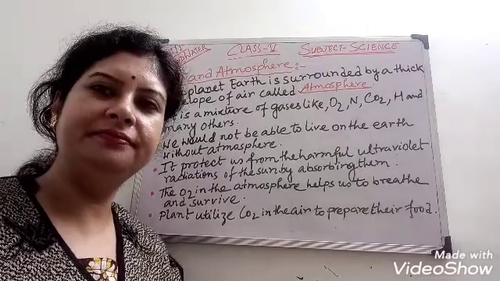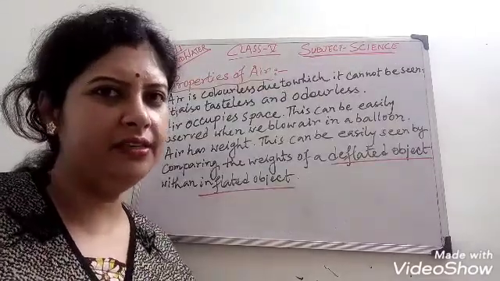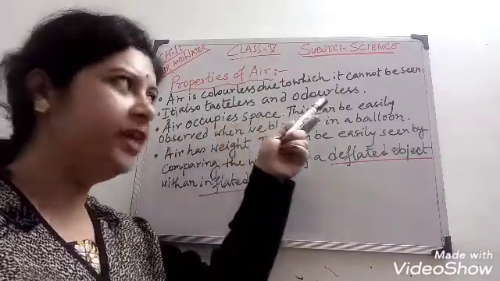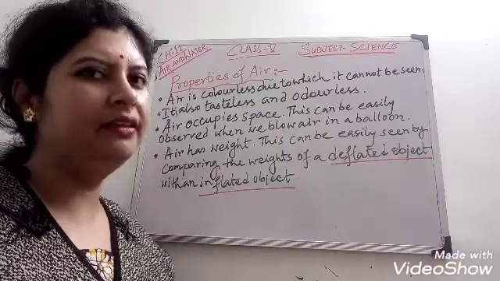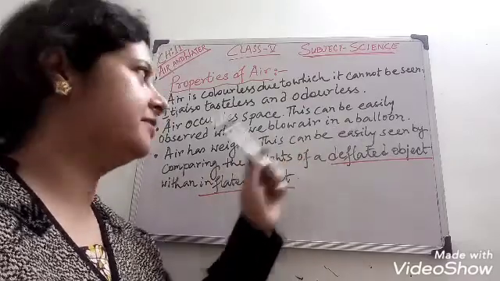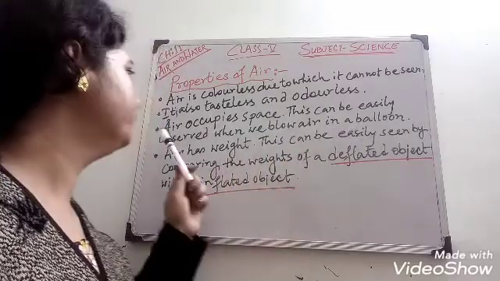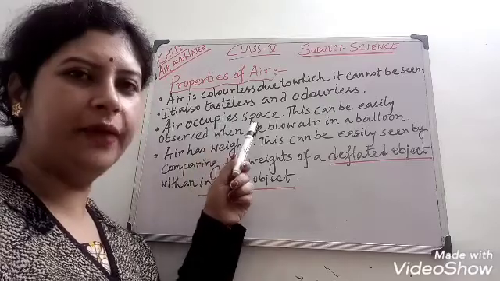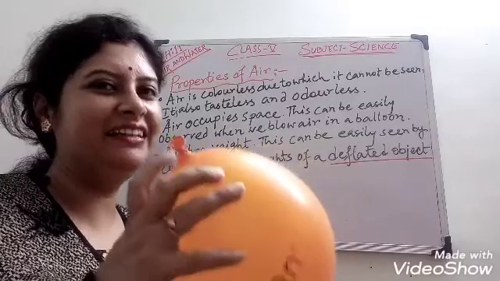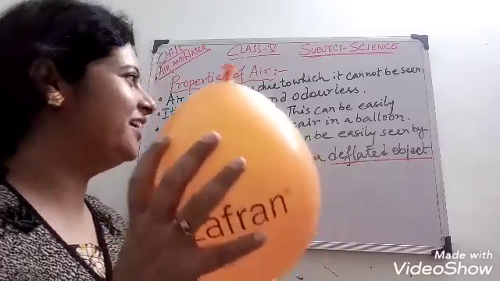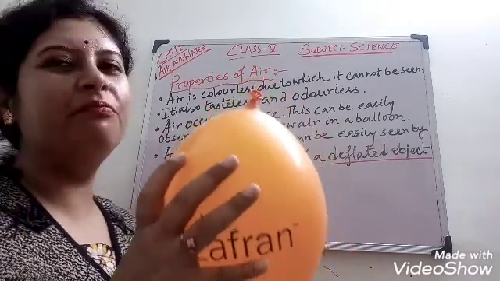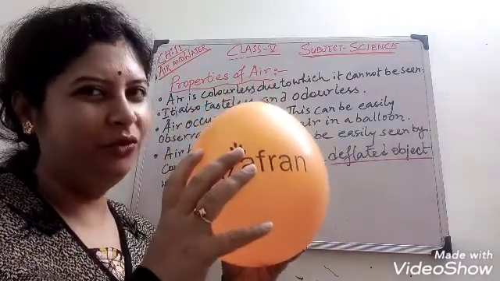Okay, children? Our third topic is properties of air. Air is colorless, due to which we cannot see air. Next, it's also tasteless and odorless. Next, air occupies space. This birthday balloon is an example of how air occupies space. Right, children? This can be easily observed when we blow air into a balloon.